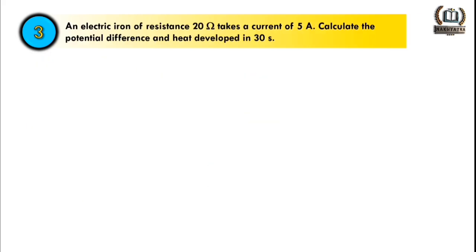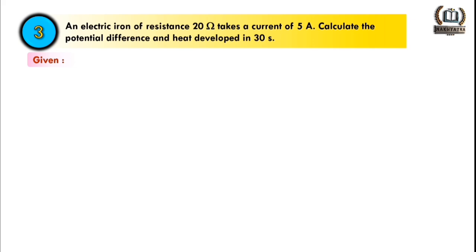Now move to question number 3. An electric iron of resistance 20 ohm takes a current of 5 ampere. Calculate the potential difference and heat developed in 30 seconds. So guys, pause the video for 1 or 2 minutes and try to solve it yourself.